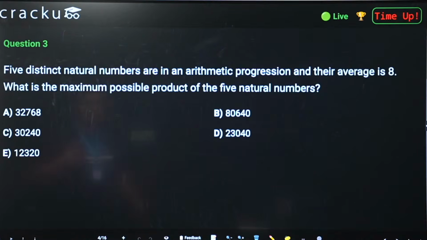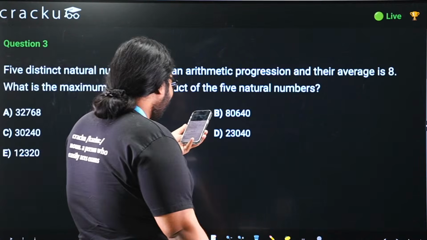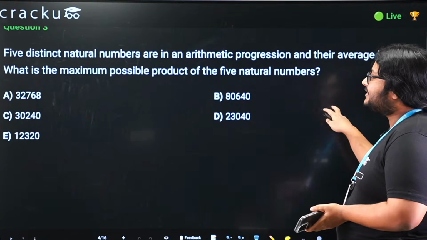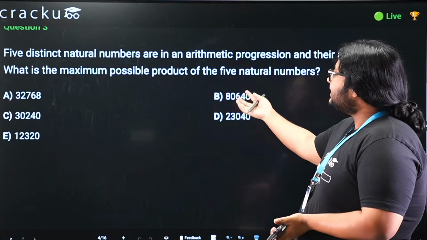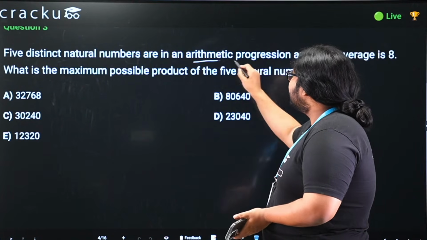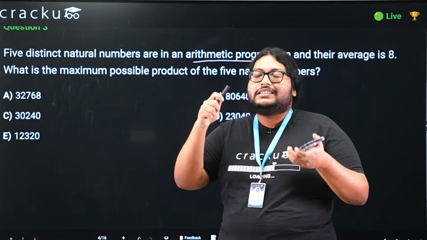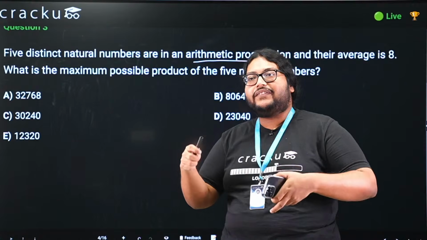Okay, so this probably was a little harder to solve once we said D. Okay, let's see this question. It says 5 distinct natural numbers are in an arithmetic progression. Now, what is an arithmetic progression? An arithmetic progression is a series where the terms have a common difference.